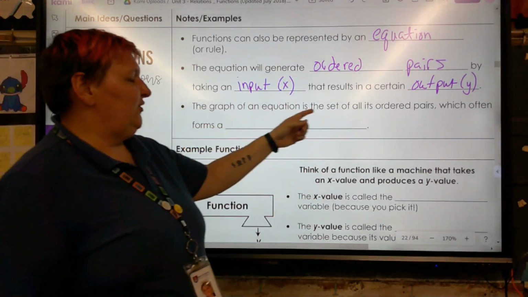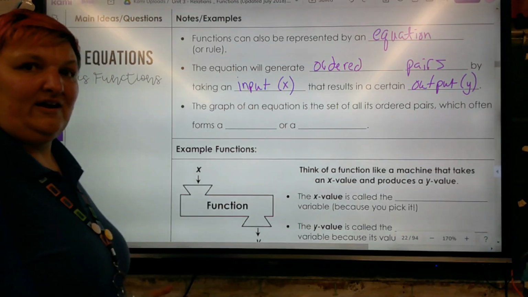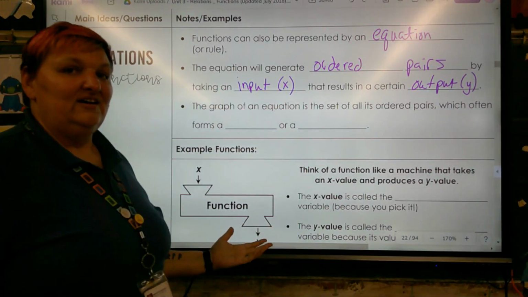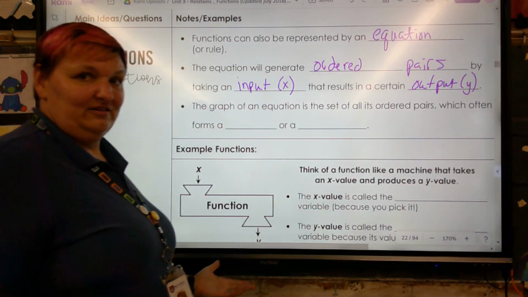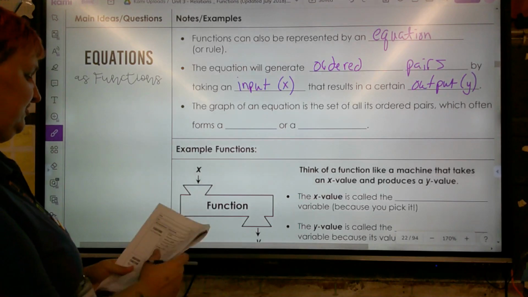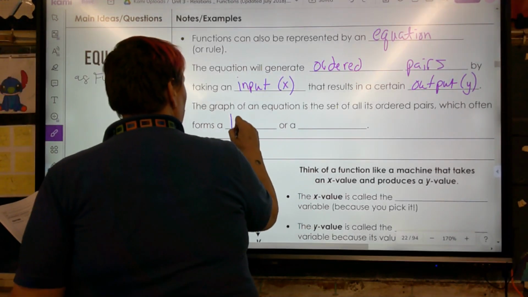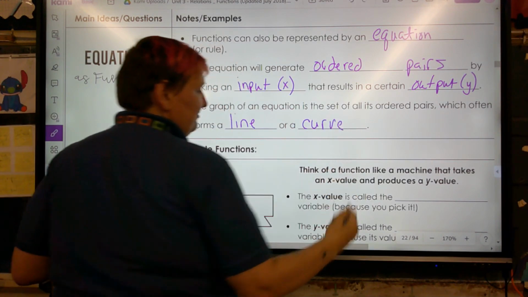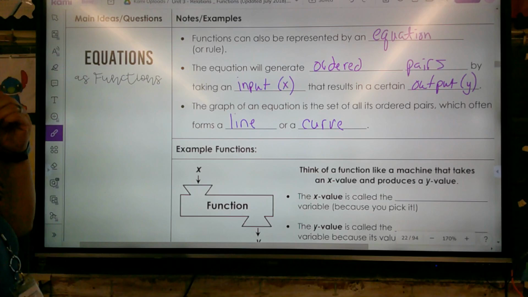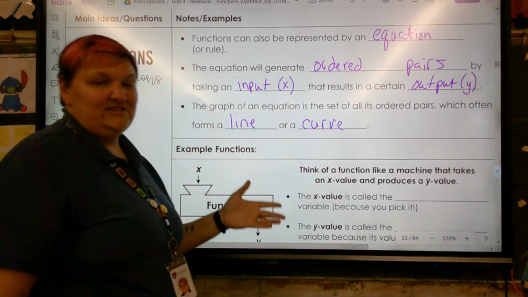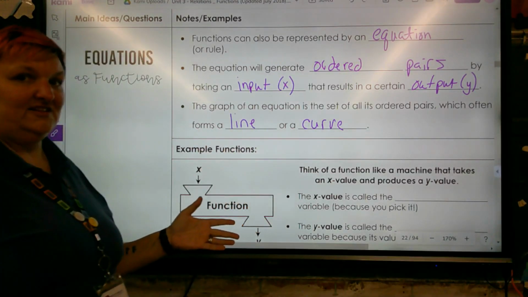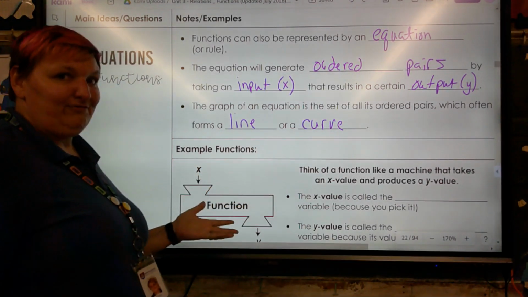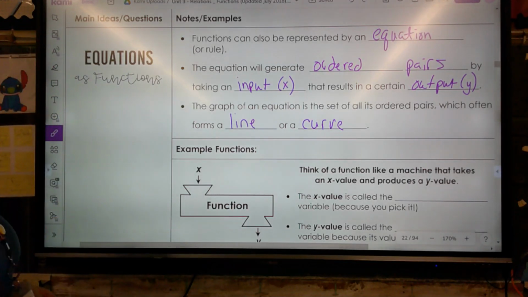The graph of an equation is the set of all its ordered pairs. If you graph all of the what happens, then it shows you a pattern, right? Which often forms a line or curve, so that you can see the pattern. Our job is to input different things into the function and see what comes out. And then when we know what comes out, we can graph it. All right, let me show you what I mean.